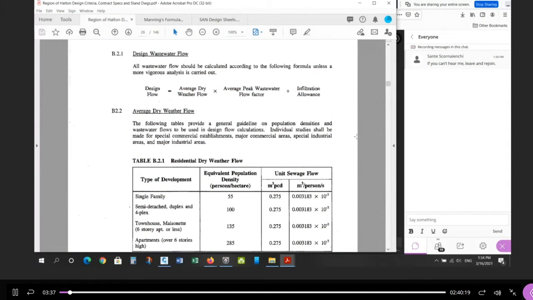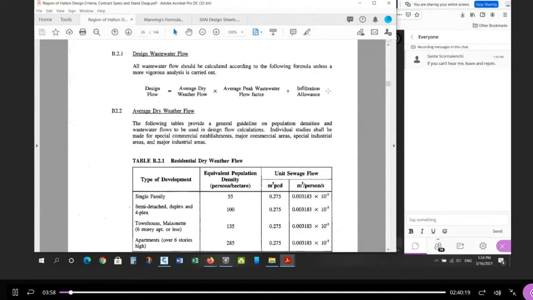Okay. The wastewater is based on 3 parts. There's the average dry weather flow, this thing here, based on population. There's the average peak wastewater flow factor, the peaking factor, that's also based on the population. And then there's this infiltration allowance, which is really just a recognition that the pipes aren't perfectly sealed.